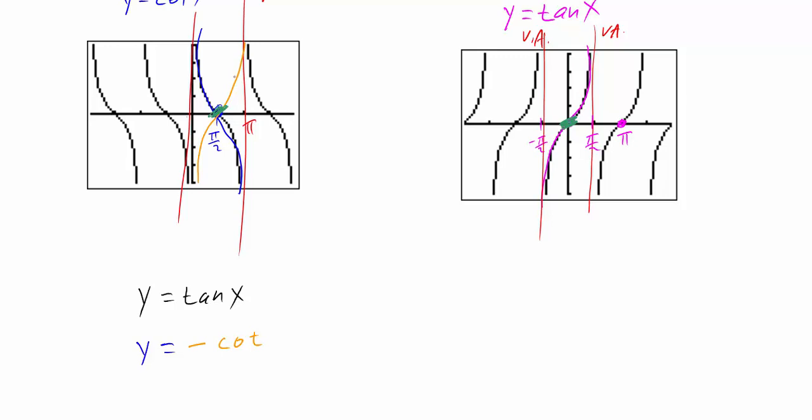Here we have the orange line. We now need to move it over here to the left, so that it would be located here. Well, remember, that's what's inside the parentheses, and that would be x plus pi over 2, because if we set this equal to zero, that would give us negative pi over 2. So let's look at the graph of negative cotangent of x plus pi over 2.